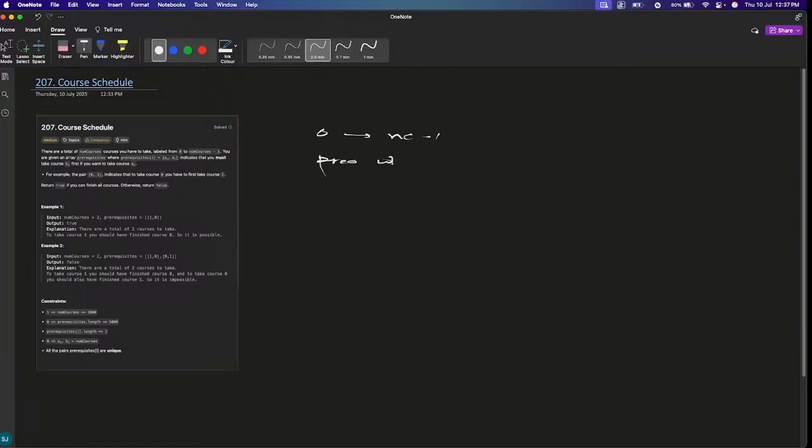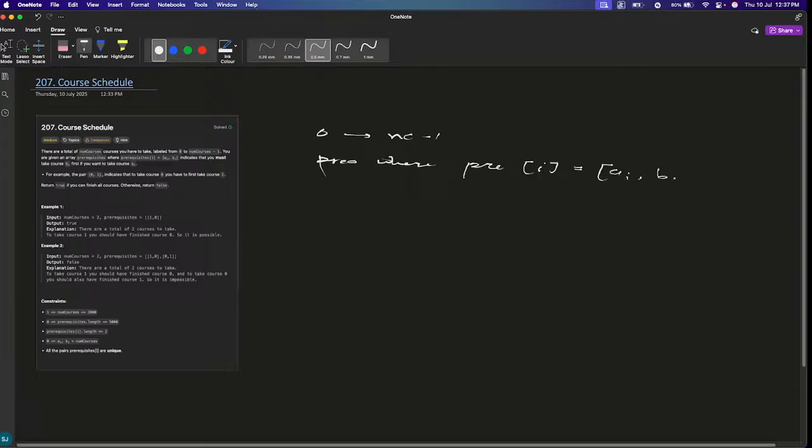where prerequisites of I is equal to a of I and then b of I. That indicates that you must take course b of I if you want to take course a of I, right? So if you want to take course a of I, you need to take b of I, so b of I should be there first to go to a of I, right?